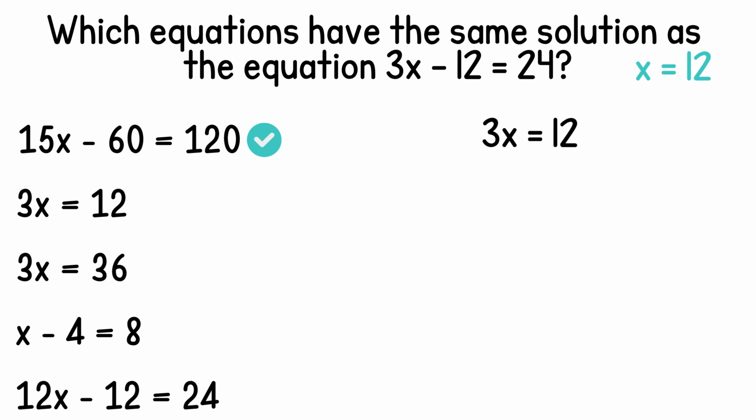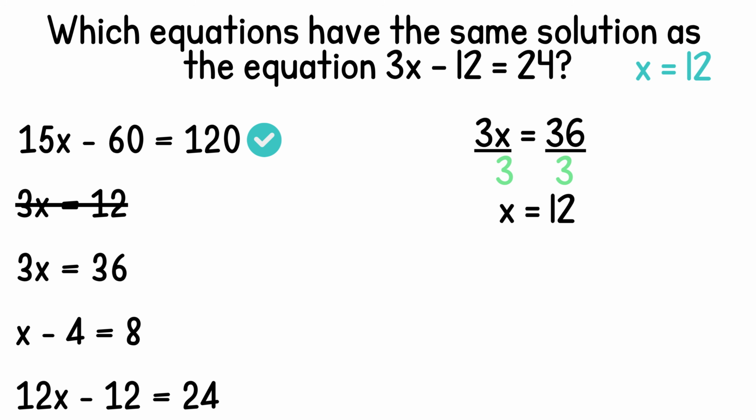Now let's look at 3x equals 12. We can solve this equation by dividing both sides by 3. This gives us x equals 4, which does not match the 12 that we had in the original equation. So this is not equivalent. Now let's look at 3x equals 36. We'll start by dividing both sides by 3 again, which gives us x equals 12. So this matches our original solution. So it tells us this was an equivalent equation.